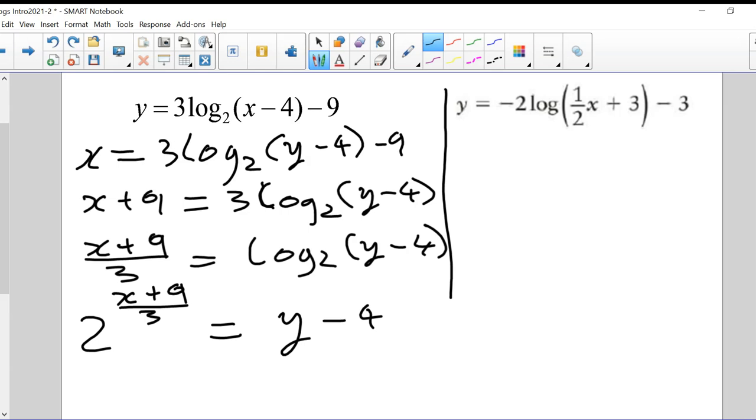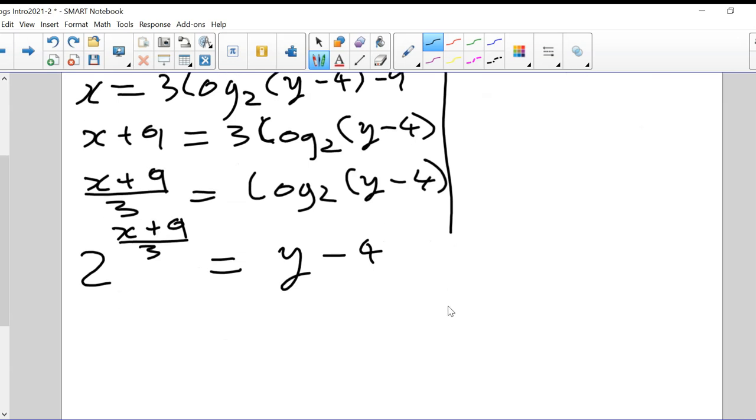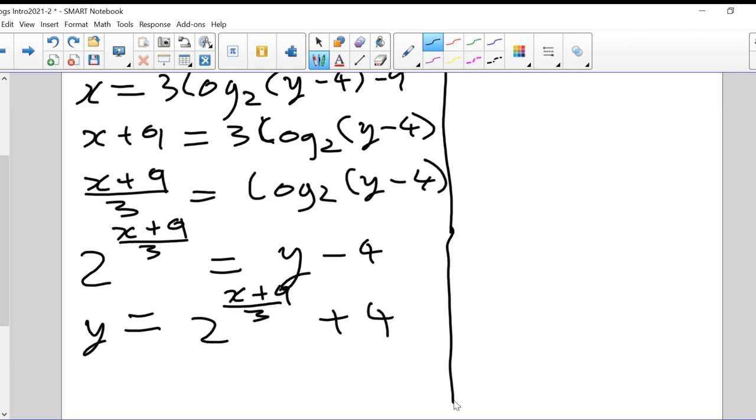Does that make sense, everybody? The base of 2 raised to this number here, which is an exponent, is equal to what we were taking the log of in the first place. So you only have one more step now in order to get this inverse, and that's to add the 4 to the two sides. So now we eventually have our exponential form of the function. Y is equal to 2 to the power of x plus 9 over 3 plus 4. This is our inverse function.